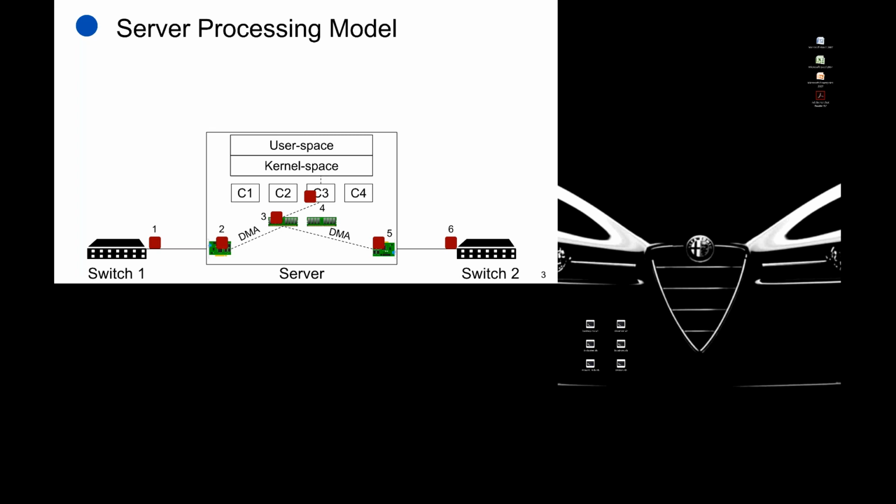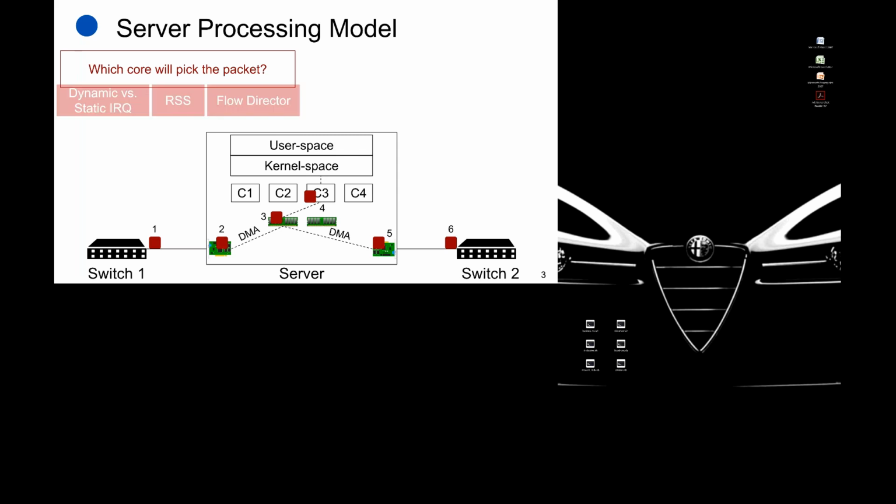Modern systems have several techniques to achieve this functionality, and to name a few, there are dynamic versus static interrupt handling. There is RSS functionality that is done in the NIC and involves hashing to choose what would be the CPU core to process the packet, or some explicit rules that we can install to a NIC in order to explicitly dispatch the packet to a desired CPU core.